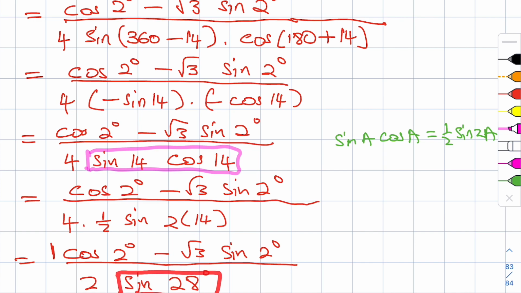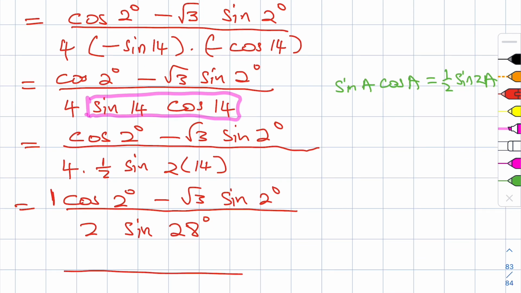Then what we're going to do here, we know that there's a 1 here, so we'll leave this one the same and then divide this one by 2, square root of 3 by 2. So this is over sine 28 degrees. So that will be half cos 2 minus square root of 3 over 2 sine 2.